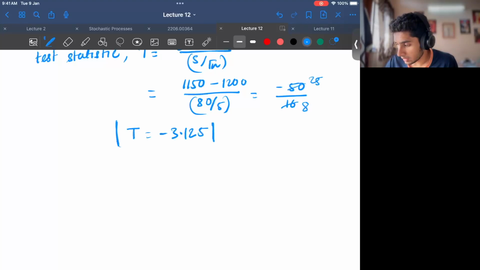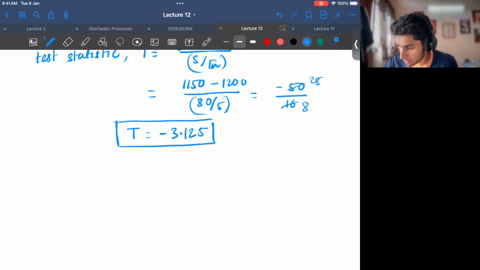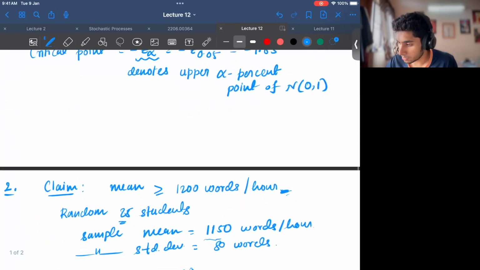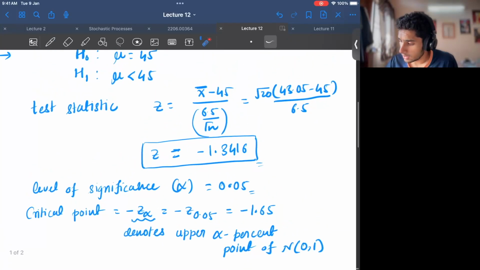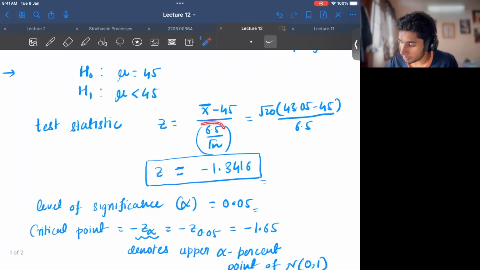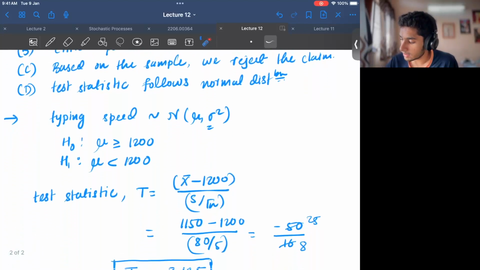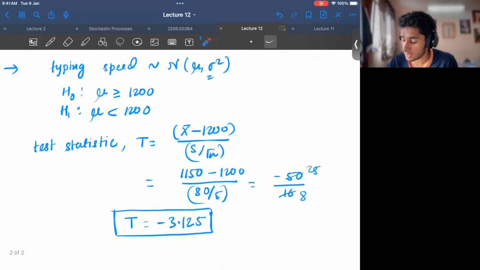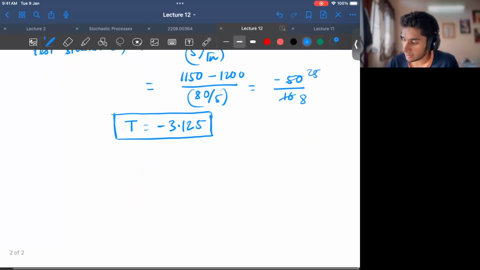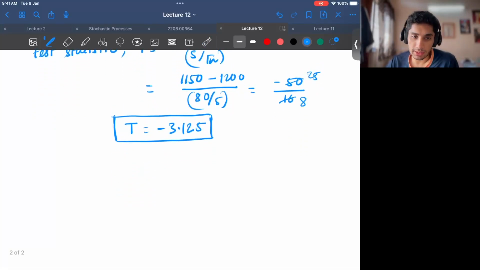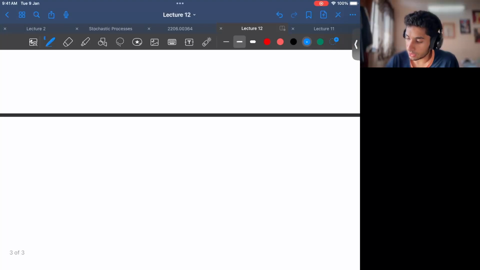So it was almost like the previous problem. However, you should be careful. Last time the population variance was known to you, so you directly used 6.5 here. This time the population variance is unknown, sigma square is unknown. So what you do is you use the sample variance and replace it in the test statistic to calculate the test statistic. So t comes out to be this thing.